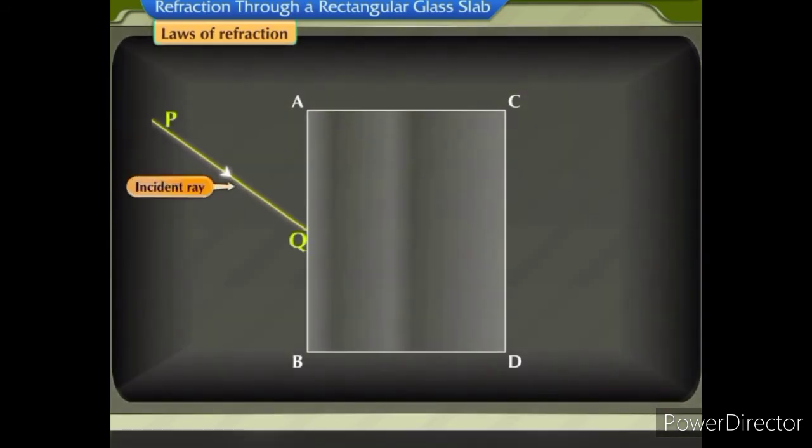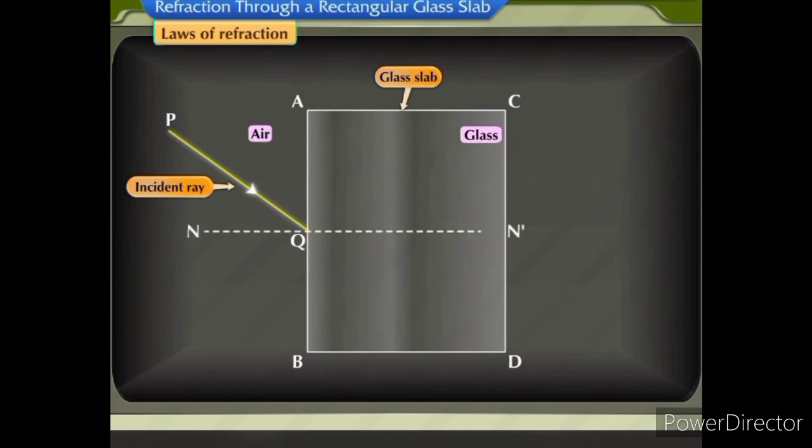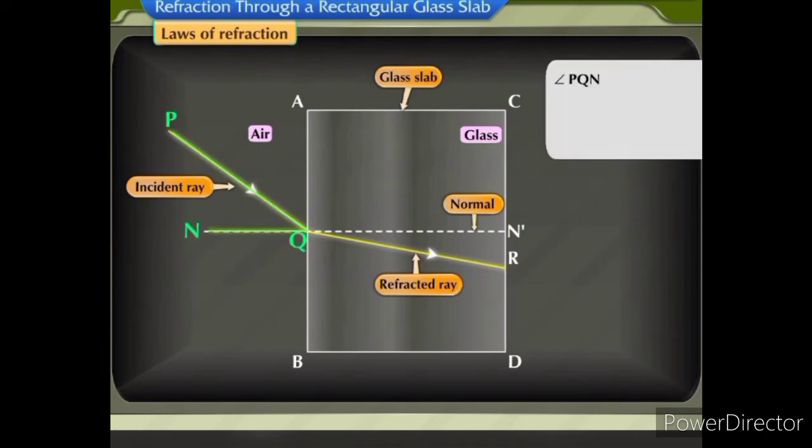Consider a ray of light PQ incident obliquely at point Q on the surface AB of a glass slab. Since air and glass are two transparent media and glass is more dense than air, the ray of light gets deviated towards the normal and travels along the path QR. Here, NQN' is the normal at the point of incidence. The angle PQN is the angle of incidence i, and angle N'QR is the angle of refraction r, and here i is greater than r.